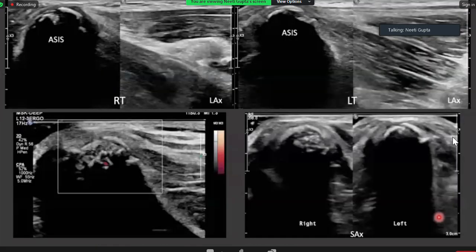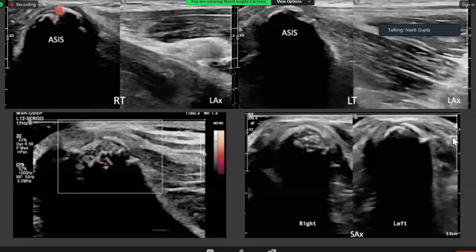Now, on ultrasound, the hip itself was normal. So then I asked the patient, where exactly are you having pain? And she pointed to the site of the ASIS. So I placed my probe there, and what I saw was this: this is the ASIS, a longitudinal view.